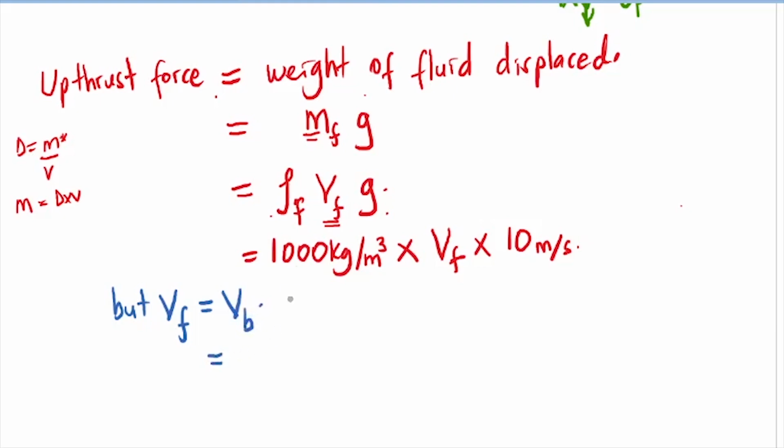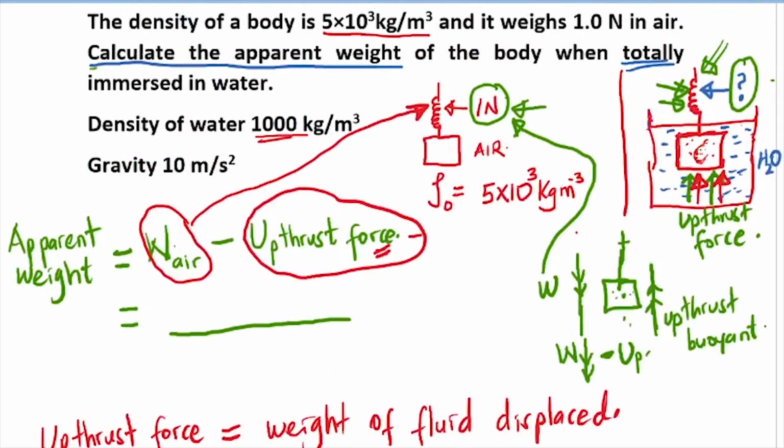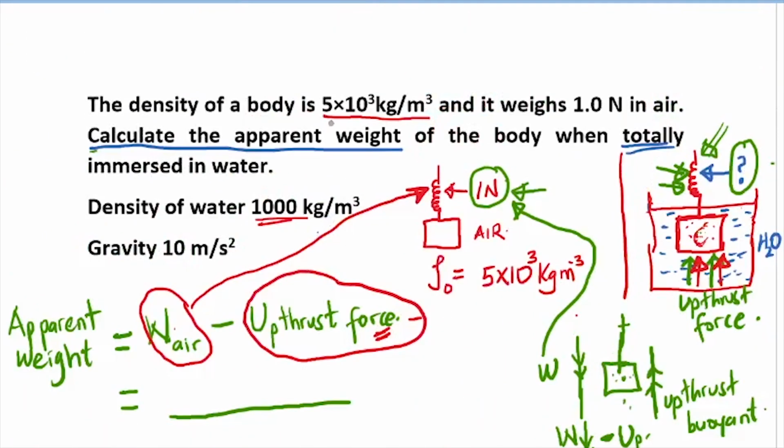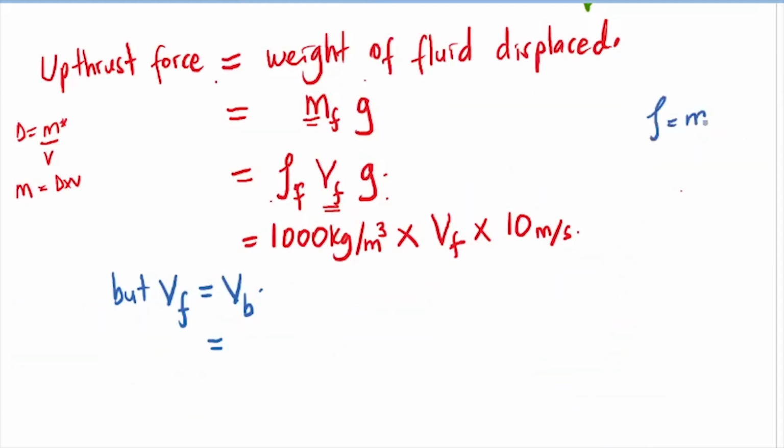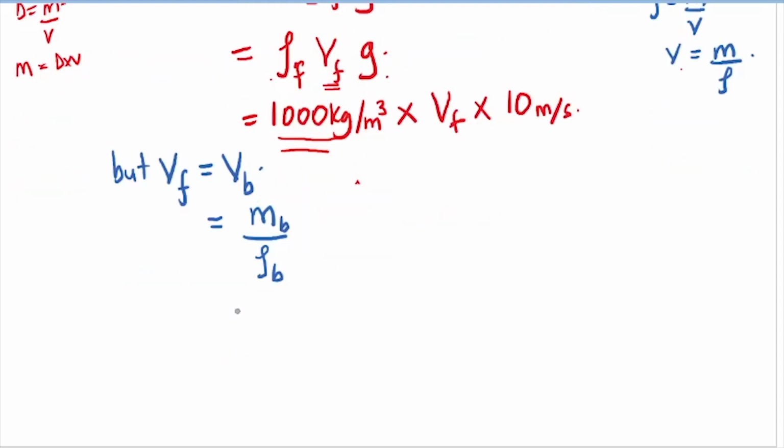What information do we have to help us find the volume of the body? We already have the density of the body, which is this one. We already have the mass of the body in air, which is that one. So from this information, we can find the volume of the body. From density is equal to mass over volume, we're interested in volume, so volume is equal to mass over density. So the volume of the body is the mass of the body divided by the density of the body. So what do we have for the mass of the body?